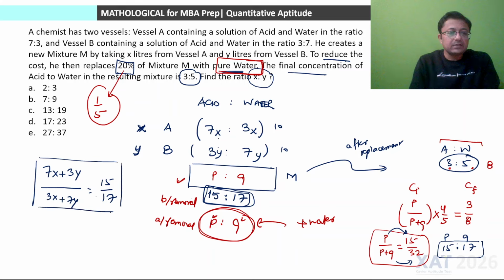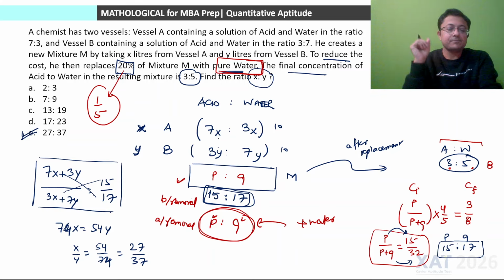We will solve it. The value comes to 17 into 7, that is 119, minus 45, so 74x will be equal to 54y, so x by y is equal to 54/74, that is equal to 27/37. The ratio of x to y is 27:37, option E is the answer. Is that clear? OK, option E will be our answer in this case.